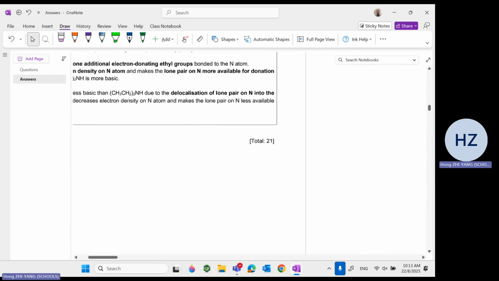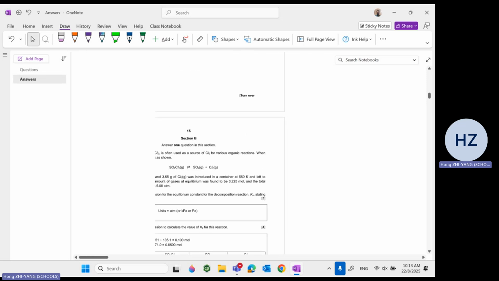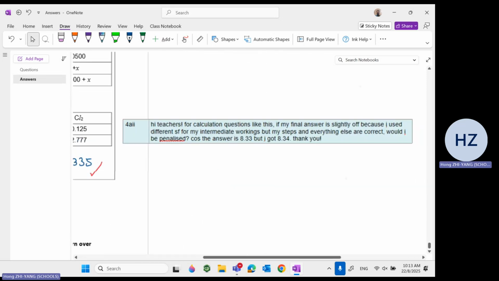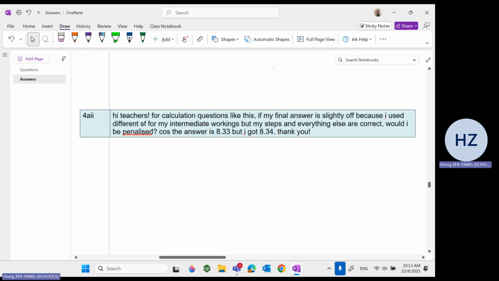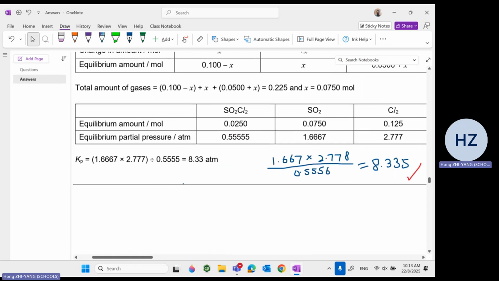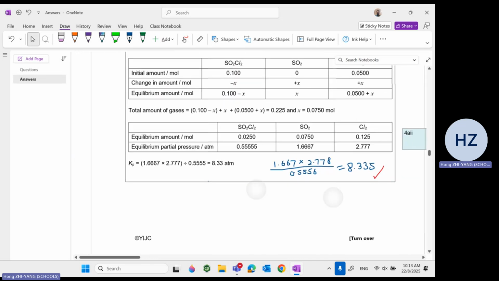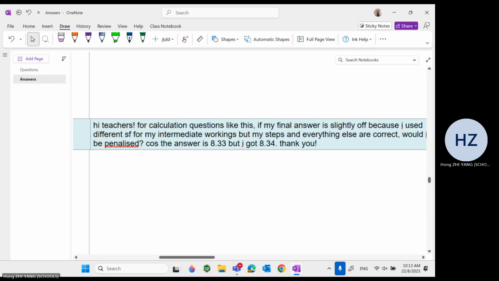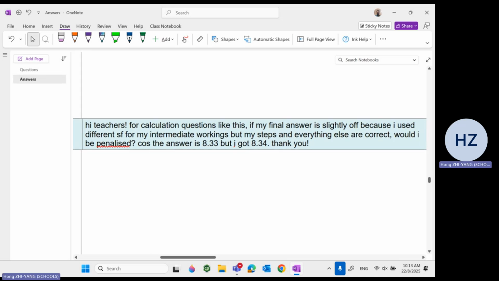Okay, right. Next one. This is question 4. Oh, hi teachers. Sounds like the same person. This is for calculation questions, 4A part 2. What's 4A part 2? Oh, this one. Oh, yes. There's an alternate answer. Let me show you the query. For calculation questions, if my final answer is slightly off because I use different SF in my intermediate workings, but all my steps and everything else are correct, will I get penalized?